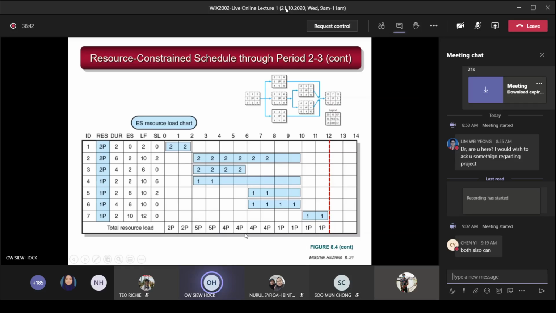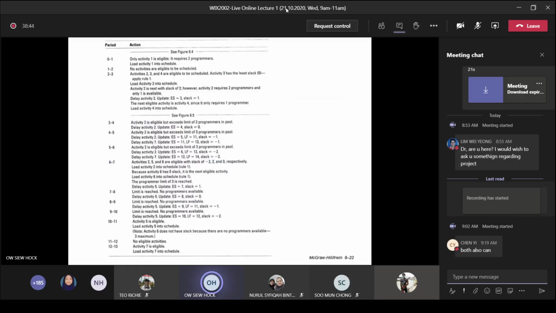So now you learn how to solve this problem. This is the guideline, which is called the heuristics. So you do the scheduling 1 period at a time.